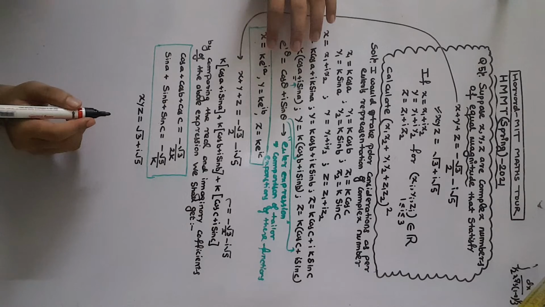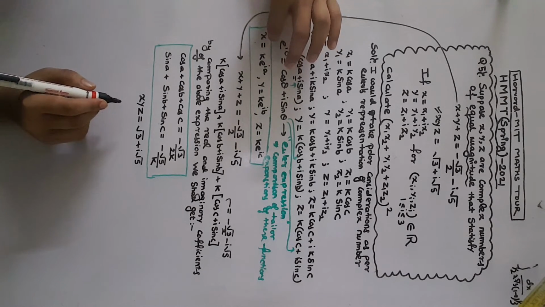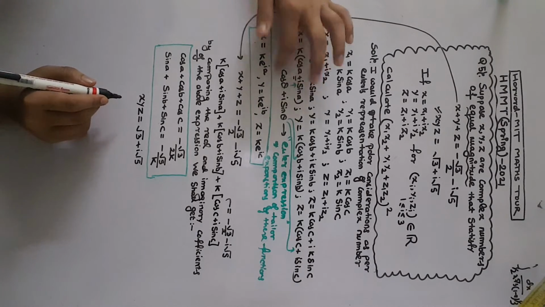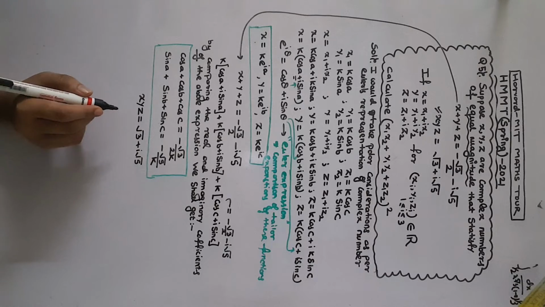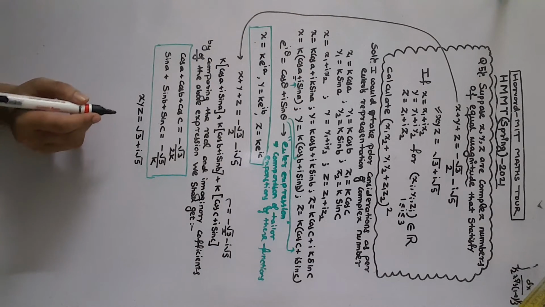So here in this we can represent x y z as the compressed Euler representation of these three things. Alright, as they are in product, it can simply lead to the addition of the exponents here.